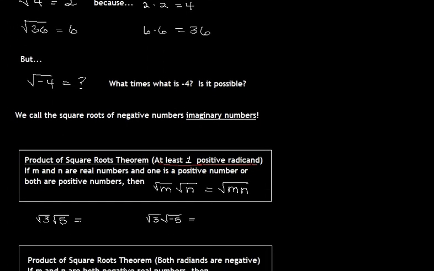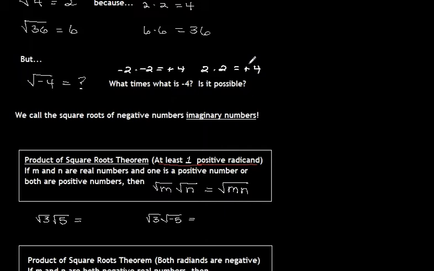However, come down to this one. What is the square root of negative 4? What times itself gives you negative 4? There's no solution. If you did negative 2 times negative 2, you're going to get a positive 4. And if you did 2 times 2, you're also going to get a positive 4. Anything times itself is going to give you a positive number, so there's no way you can take a square root of a negative number.